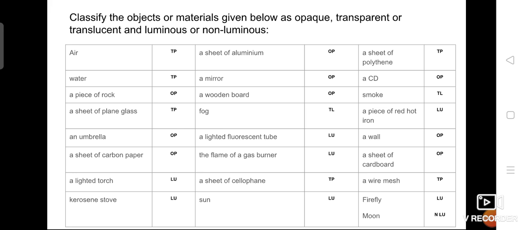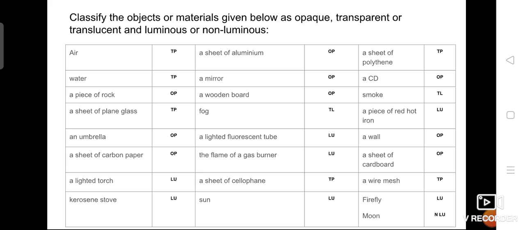What about a sheet of plain glass? Normal plain glass, like the mirrors in your car, plain glass, isn't it? Specs, plain glass. Even though we are wearing specs, we can see other objects present in our surroundings. So it is also a transparent object. What about an umbrella? Umbrella, that is an opaque object.